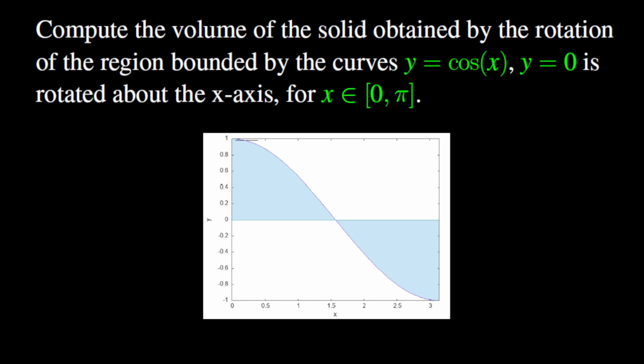When we have this type of question, it is important to have a graph of the region. This will allow us to learn more about the geometry of the problem and adopt the proper method to solve it. In this case, the region is bounded by the curve cosine of x and the x-axis. The axis of rotation is also contained in this region. This is important because it will allow us to use the disk method to compute the volume of the solid.